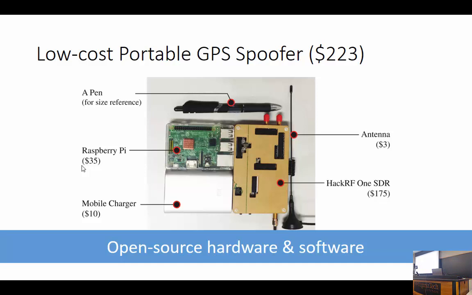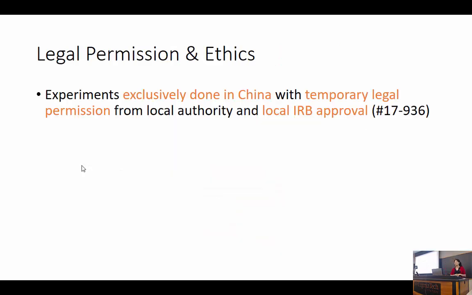The software and hardware for the system are open source, meaning that anyone can download the GPS spoofer software, and the hardware is also very cheap. The total cost of this entire thing is $223 US. We use these spoofers to carry out our attacks in the real world.